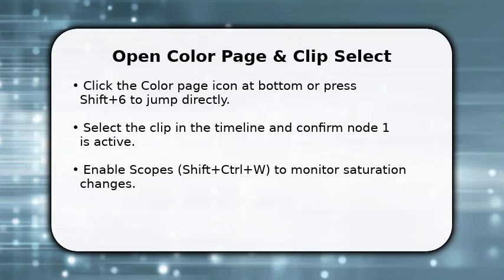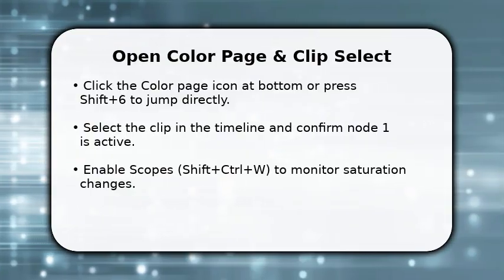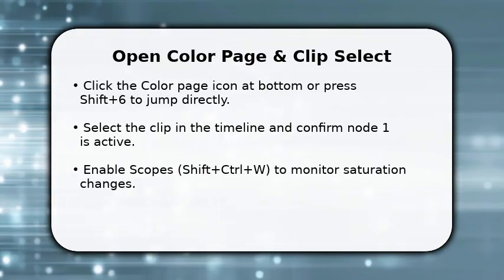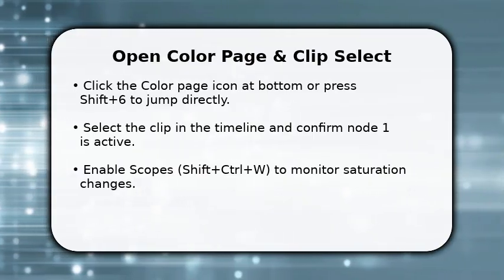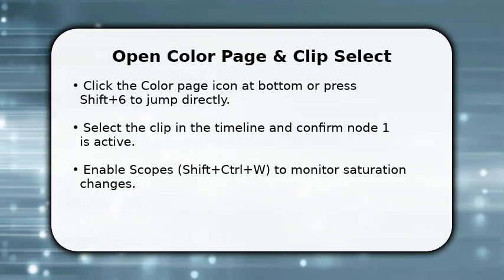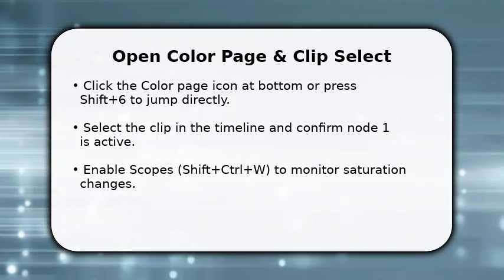You're starting on the color page. Open it now and select the clip you'll adjust. Once the clip is active, make sure Node 1 is selected so your changes apply properly. Turn on scopes to watch saturation numerically and visually. This helps you avoid clipping or oversaturation.